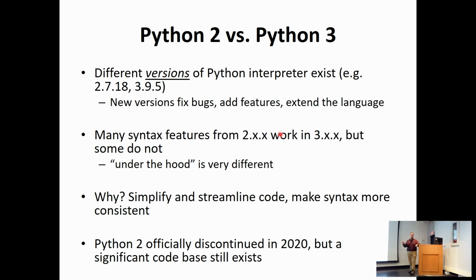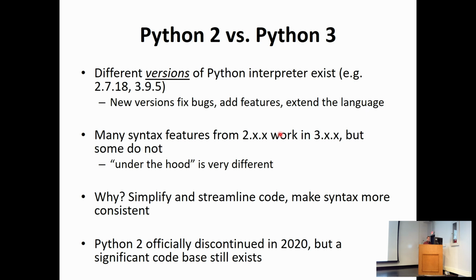Hey, why when I change this range to an xrange does my code now run 10% faster? And so it helped streamline things and make the language a little bit more consistent so that there might be fewer ways to do something, but it was always obvious which is the fastest way to do it, or the user wasn't so perplexed because of that.